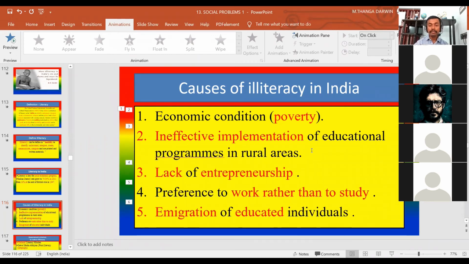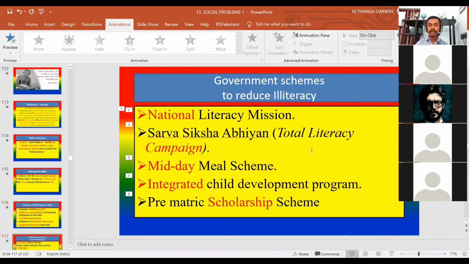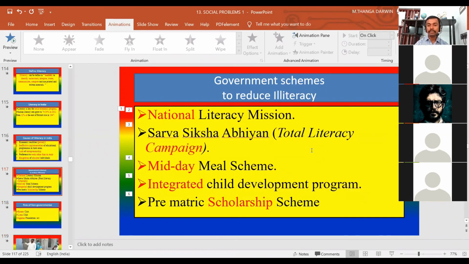If a person is educated, they don't like living in India due to various reasons. They go abroad, maybe to America and other European countries, where they have a lot of opportunities and are free to express their abilities. Then, government schemes to reduce illiteracy. That's why the government has a lot of programs.